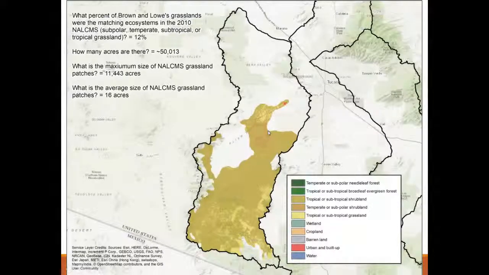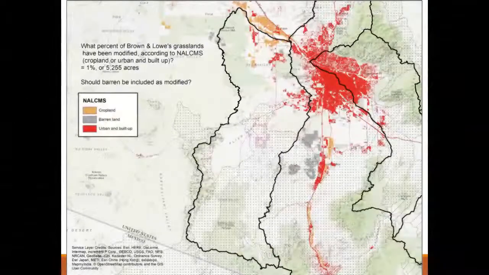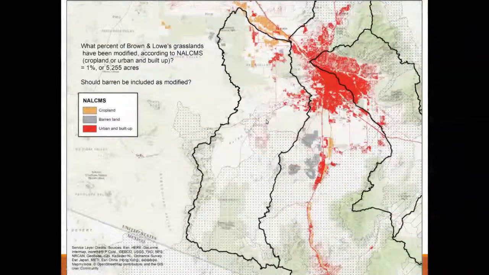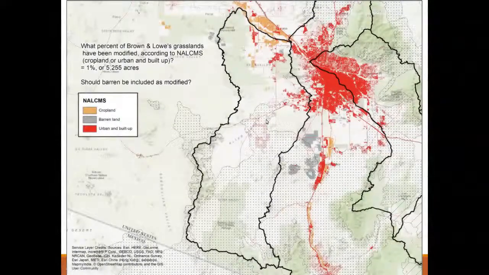And we also measured some fragmentation indices for our indicators. So we have the maximum size of grassland patches from this same land cover data set, and the average size of the grassland patches in this area, so you get some idea of how fragmented the grasslands are. And then, just continuing on, one of the indicators was how many of the grasslands have been modified. So, like in this example, it's only about 1%. So we used the modified class and the cropland classes for this.